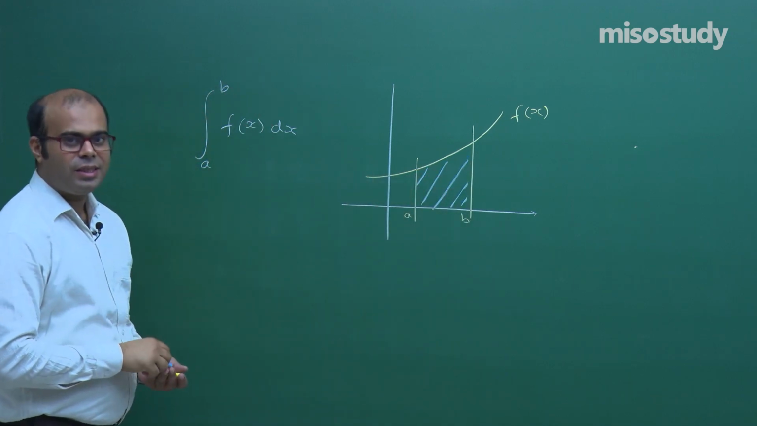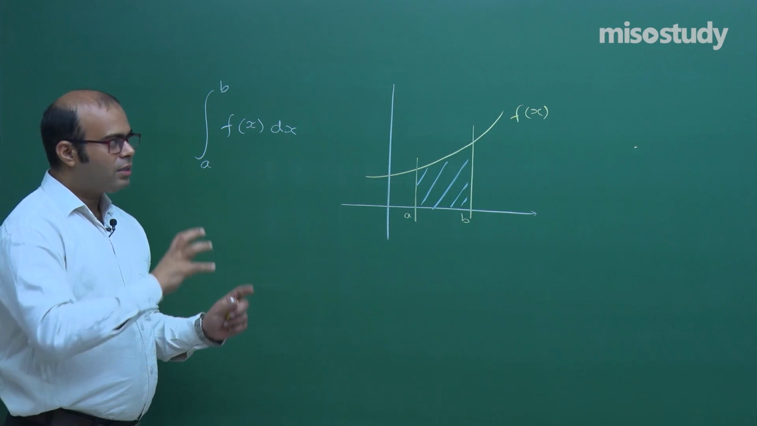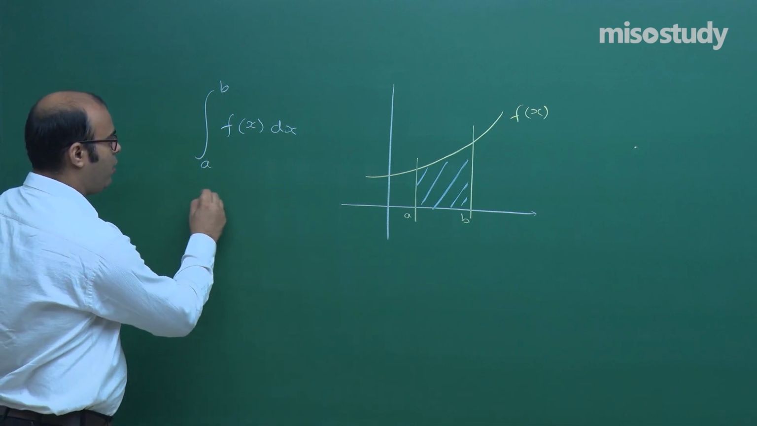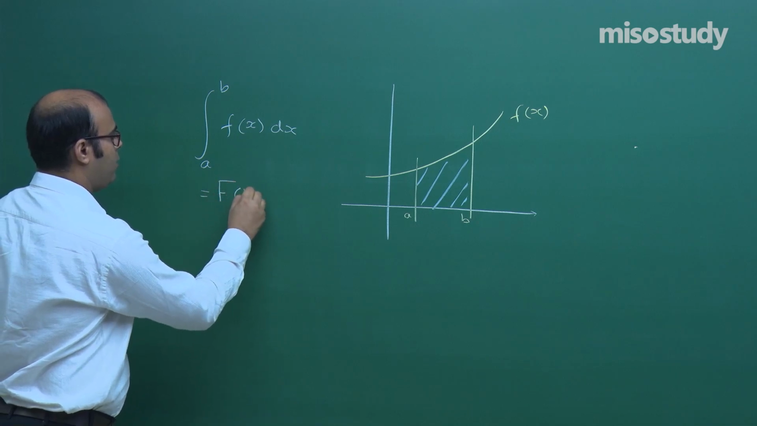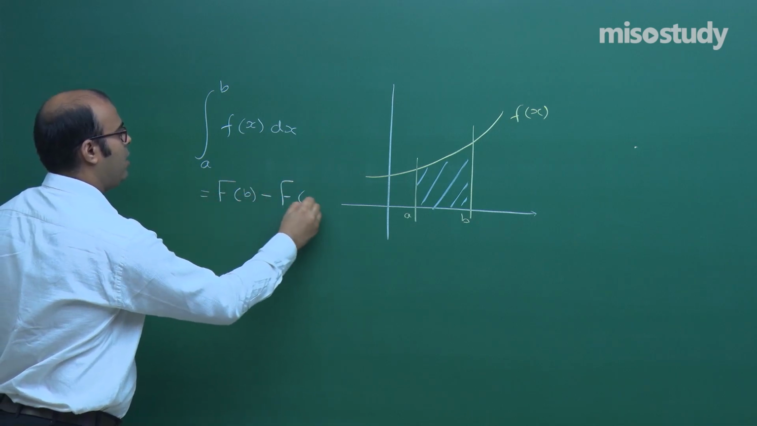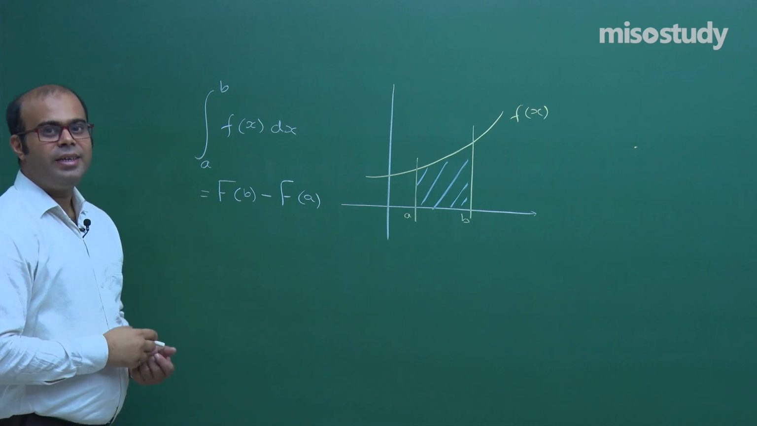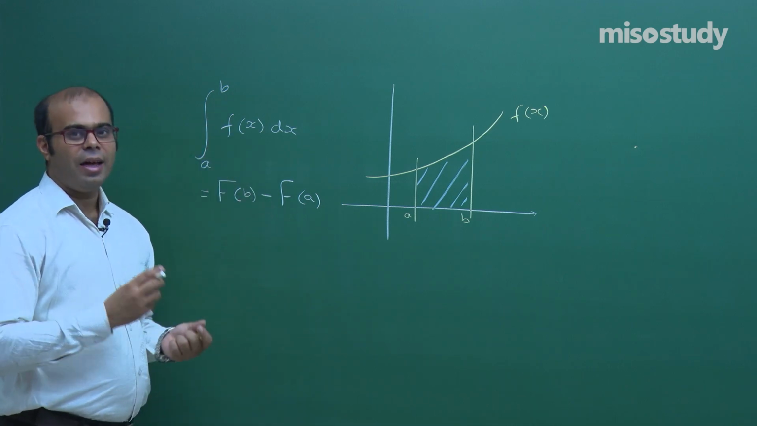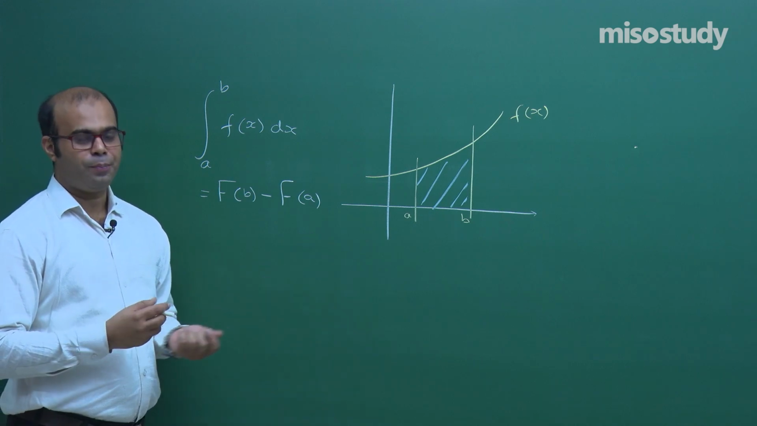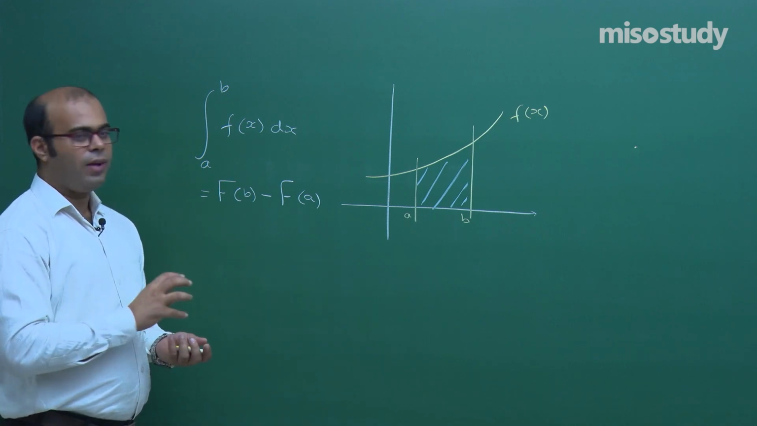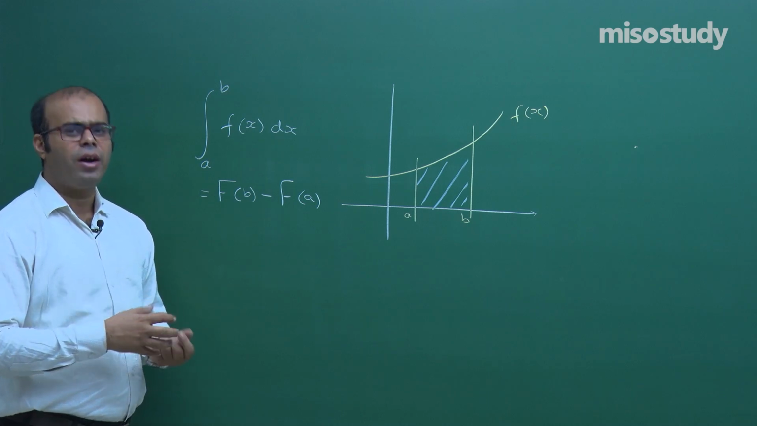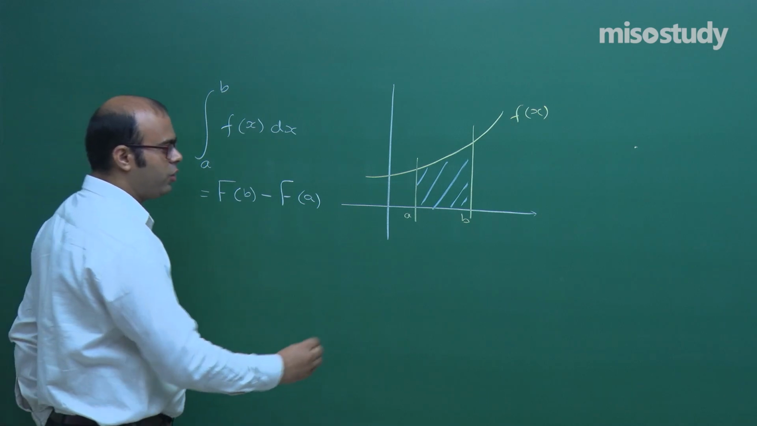Now, the integral from a to b of f(x) dx is a fixed value, that is F(b) minus F(a), where capital F is the integral of the small f. So we put the limits and get some value in terms of a and b. Now instead of taking a fixed value, let us write an area function. What does that area function mean?